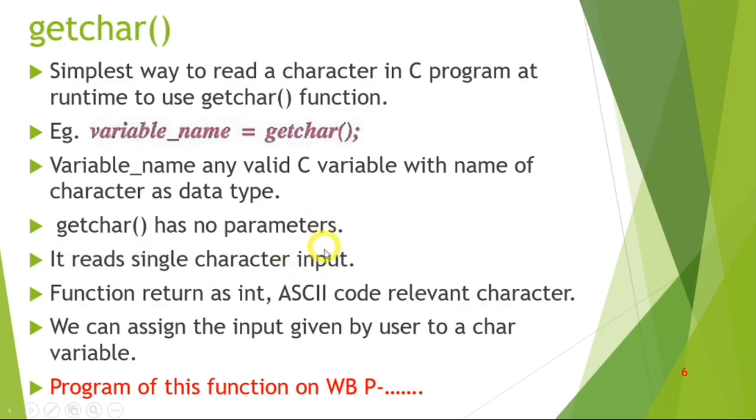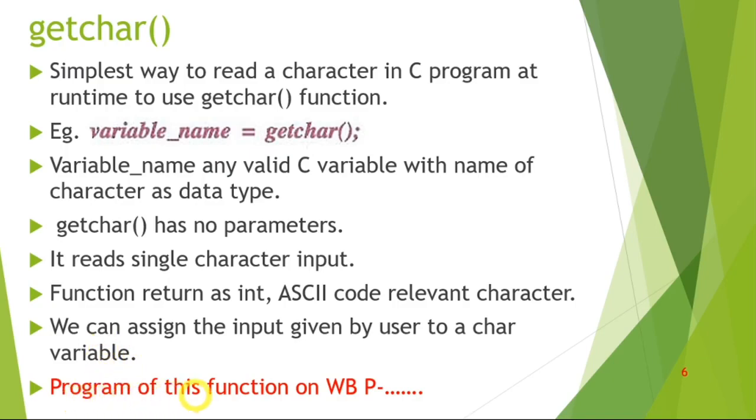Say the input is yes, no, male, female, or something else. Now, the function returns an int, that is the ASCII code of the relevant character. We will use int actually, so we derive the getchar. We can assign the input given by the user to a character variable. When we execute the program, we will assign the character in the program actually.